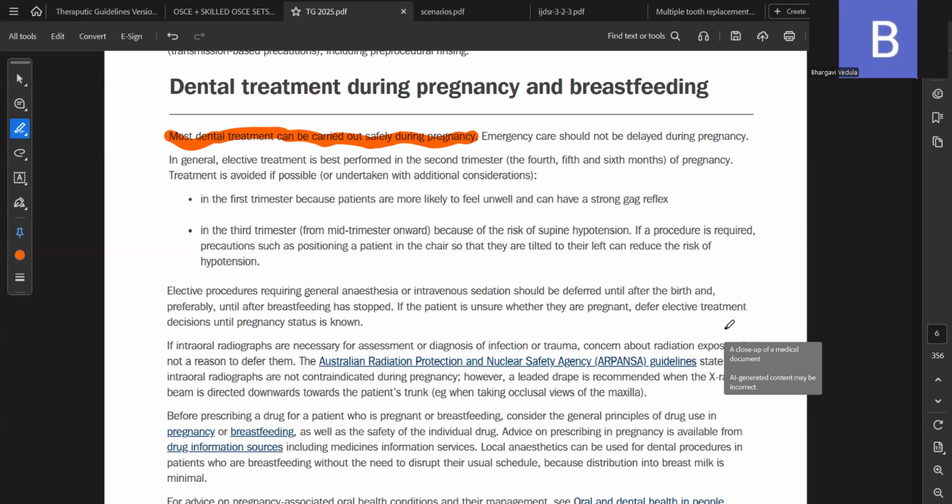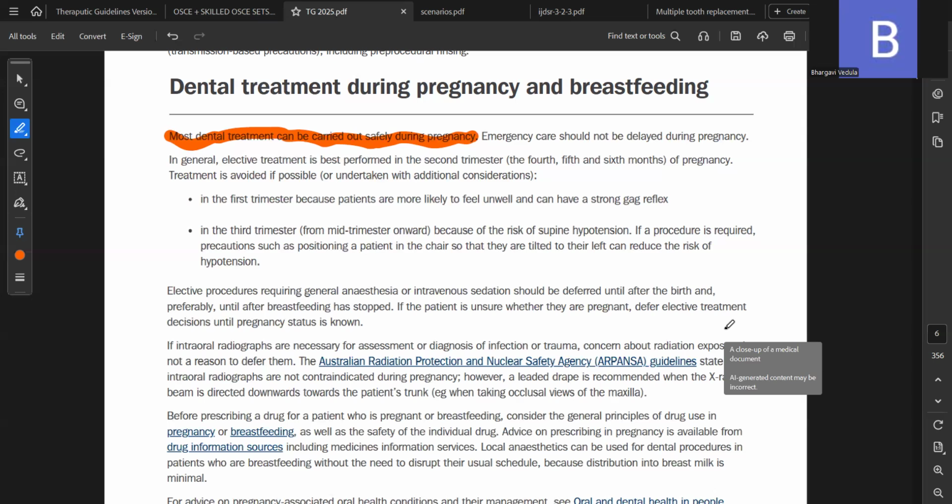Their BP tends to reduce in the lying down position, so we have to be careful. That is why we usually avoid elective treatments in the third trimester. But if there is an emergency in any trimester, we should treat it. Like an abscess, periodontal infection, severe bleeding gums or ANUG, any kind of emergency, we should treat it. That is not avoided. Only the elective treatment is not recommended.